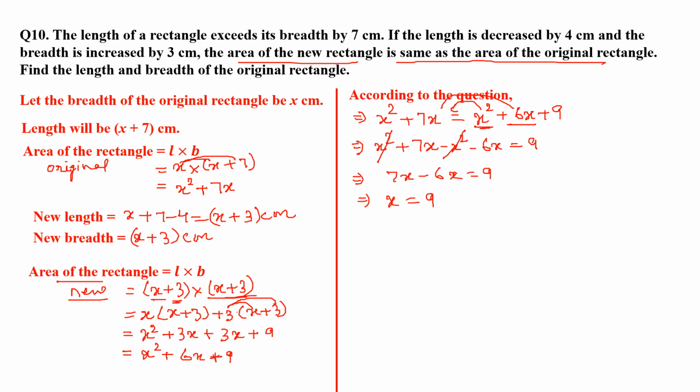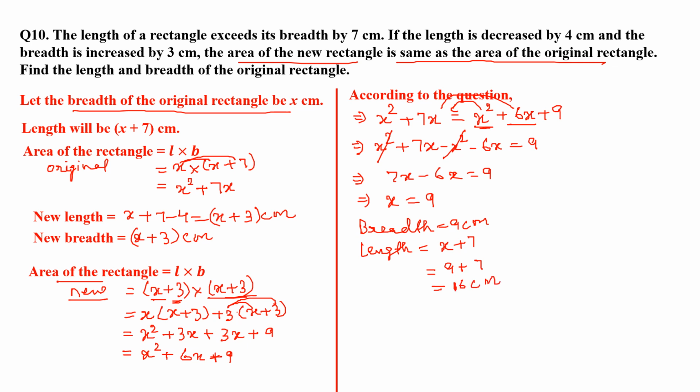Now your x is what? x is the breadth of the rectangle, isn't it? So your breadth is 9 centimeter and the length will be x plus 7, which will give you 9 plus 7. So from here you will get it is 16 centimeter. So this is the length and breadth of the original rectangle.